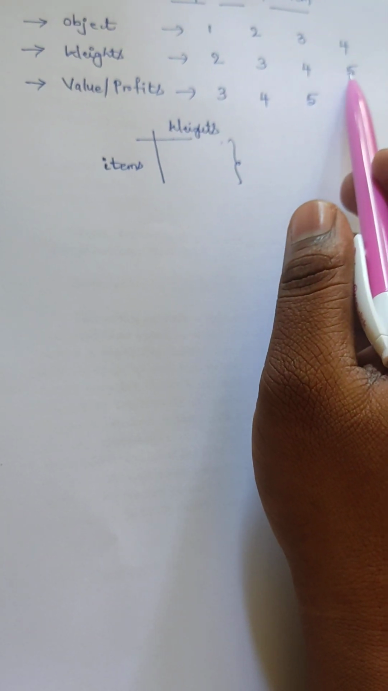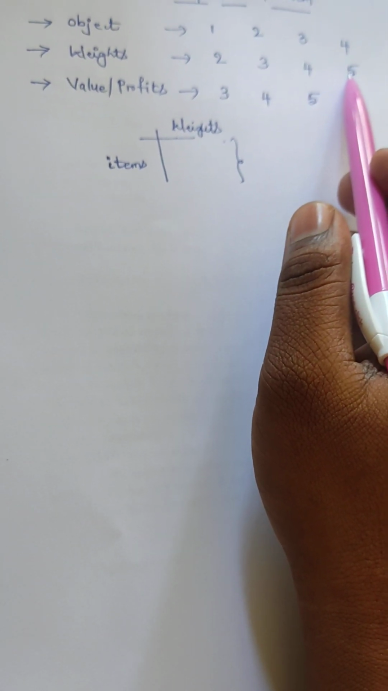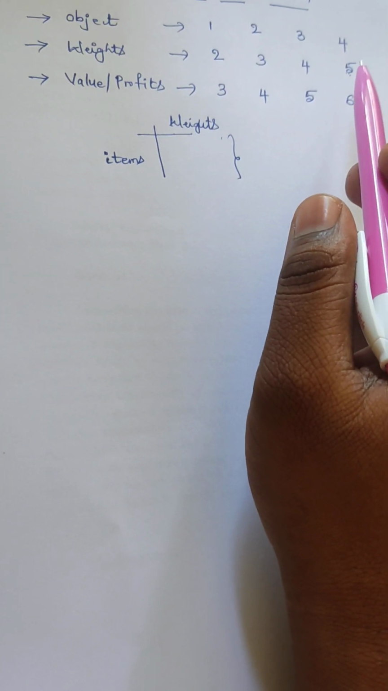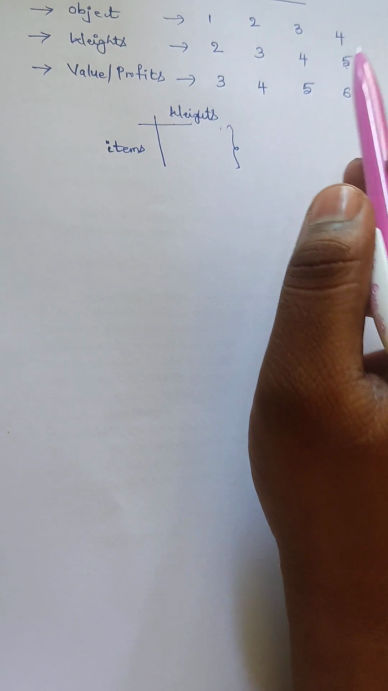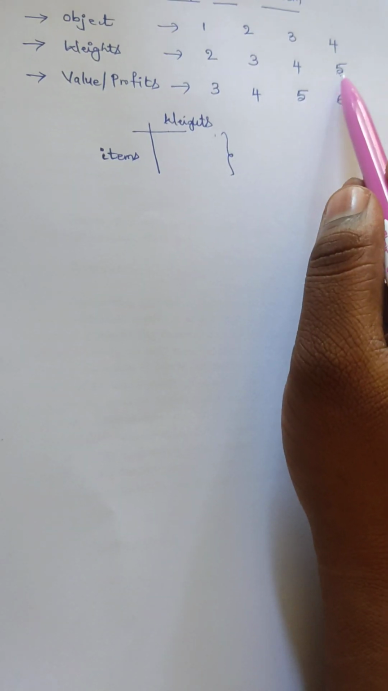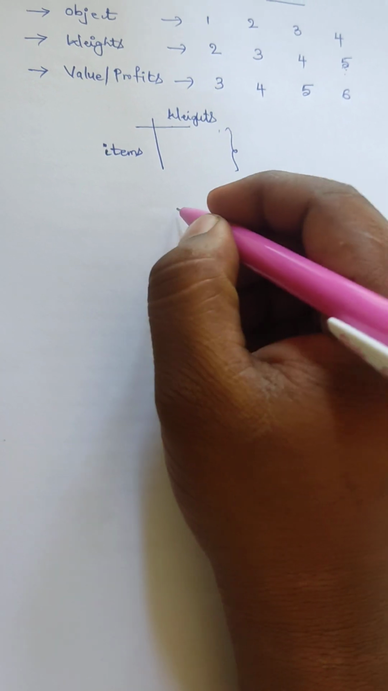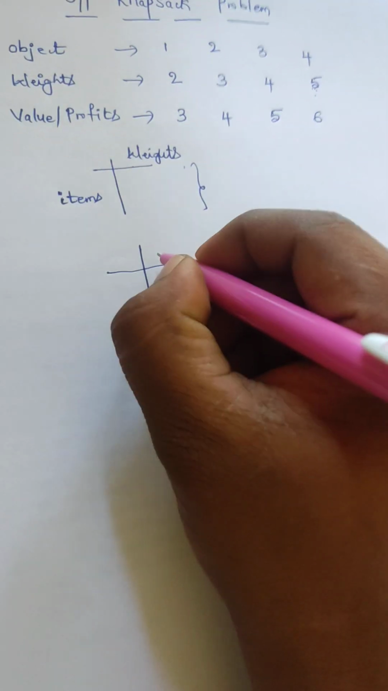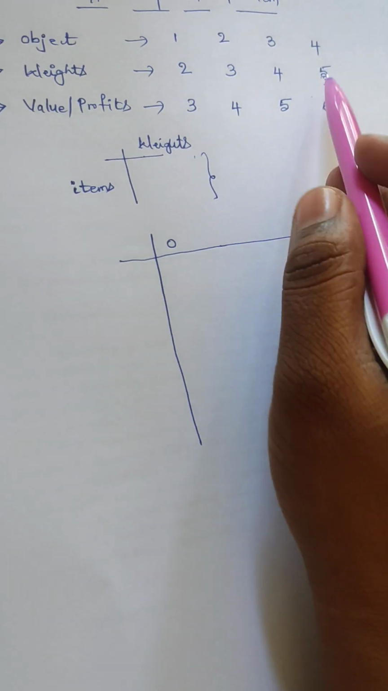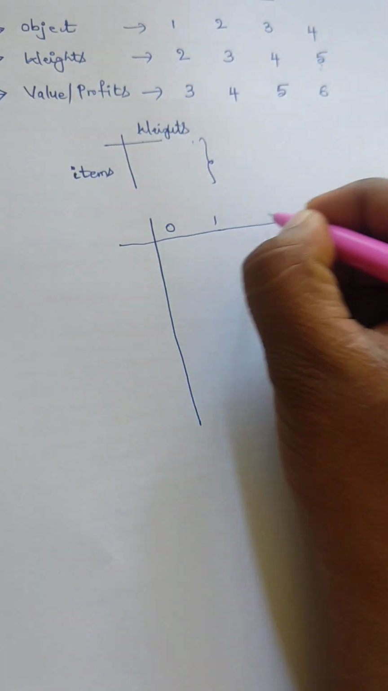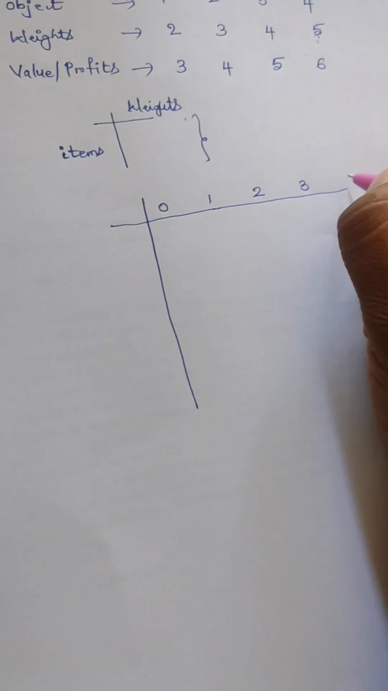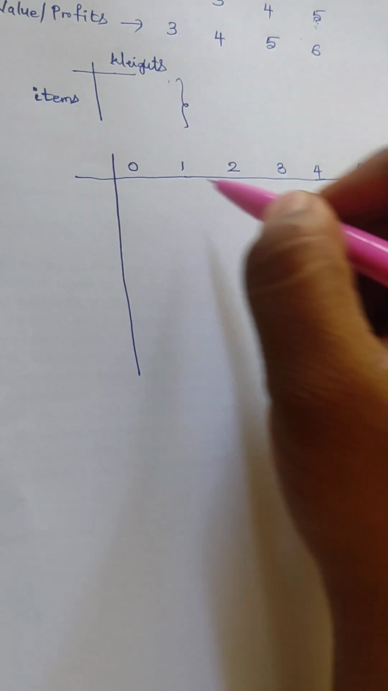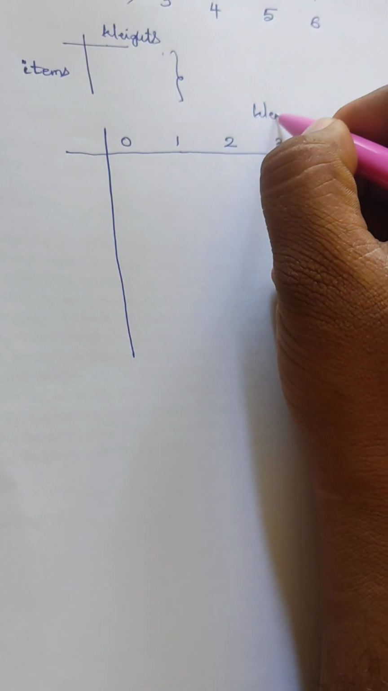The maximum weight is 5, and the minimum weight will start from 0. That's why we have to start the weight from 0 up to the maximum weight. So 0 is the minimum and the maximum is 5: 0, 1, 2, 3, 4 and 5. These are all the weights.